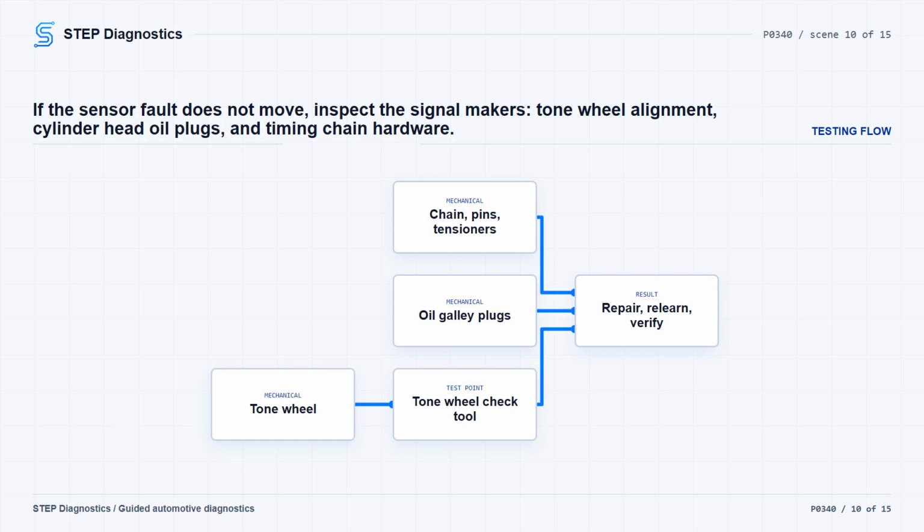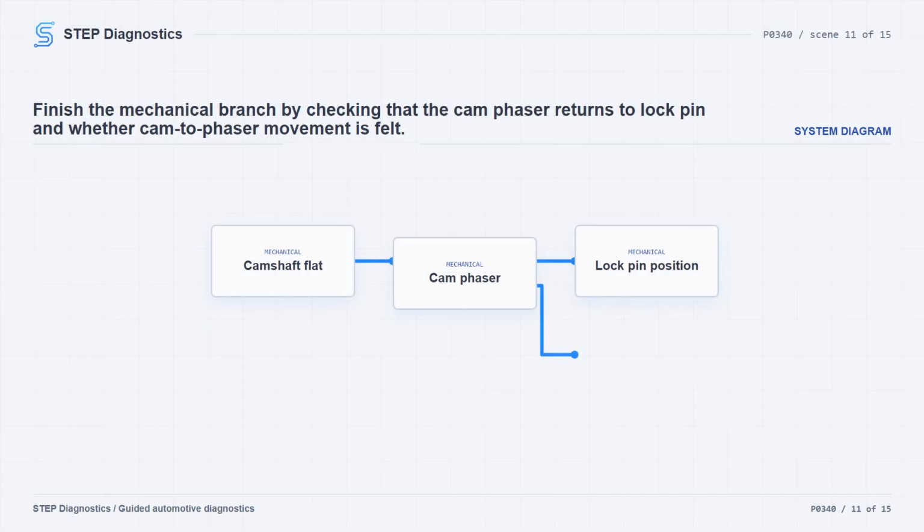If the tone wheel checks out, inspect the cylinder head near the front for missing or damaged oil galley plugs or screws, verify the oil galley plugs are torqued to specification, inspect the timing chain for broken links or damaged pins, and check the timing chain tensioners for proper operation. If any of those problems are found, make the appropriate repair, perform the cam/crank relearn, and verify the repair.